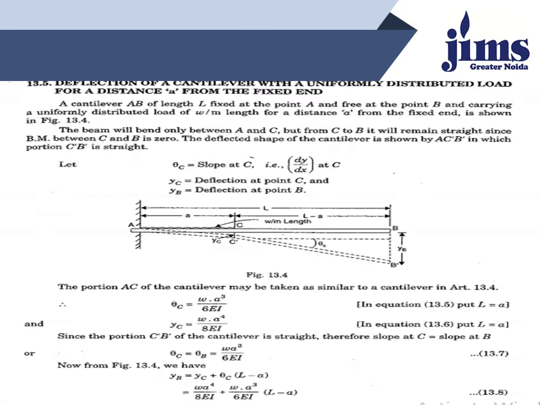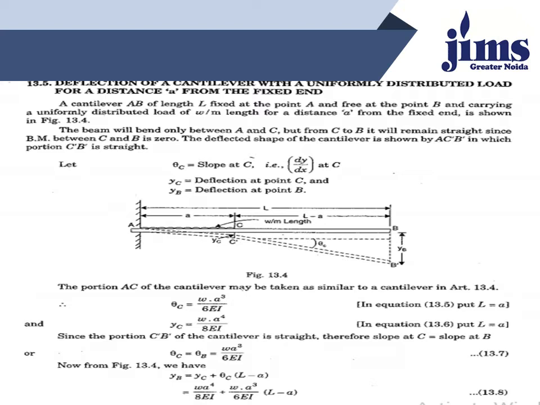So now in this case we are applying a uniformly distributed load of intensity W between A and C. From the diagram 13.5, it is clear the uniformly distributed load is applied between A and C, that is W unit per meter length, and C to B is a distance of L minus a. The length of the AC section is a and the total length of the beam is L, that's why the length of BC is L minus a.